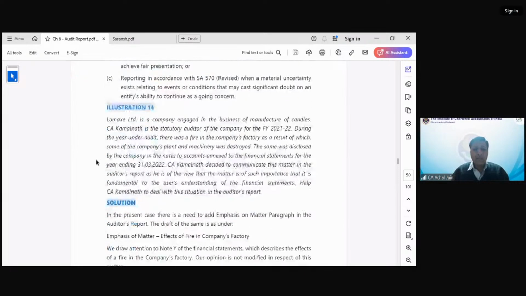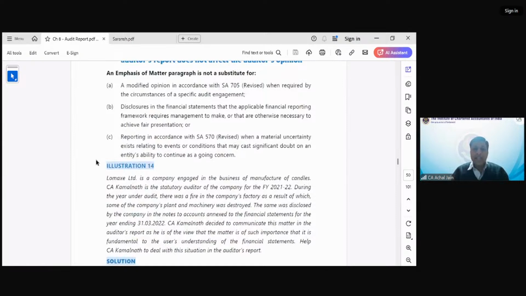Lomex Limited is a company engaged in the business of manufacturing of candles. CA Kamal Nath is the statutory auditor of the company for financial year 21-22. During the year under audit, there was a fire in the company's factory, as a result of which some of the company's plant and machinery was destroyed. The same was disclosed by the company in its notes to accounts annexed to the financial statements.